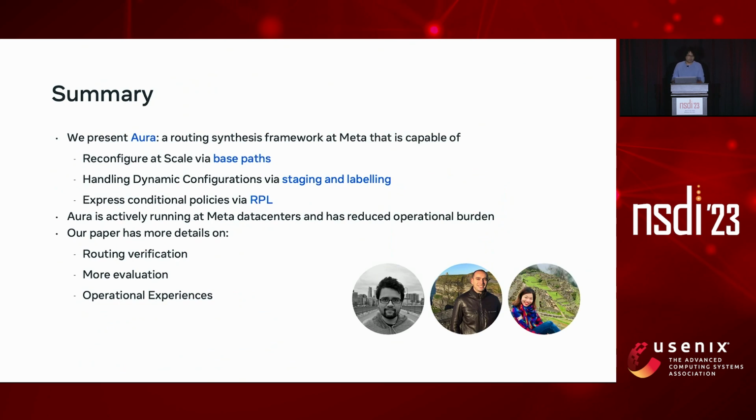So in summary, we present Aura, which is a routing synthesis framework at Meta, which is capable of reconfiguring switches at scale via base paths. We handle dynamic configurations via staging and labeling, and we allow network operators to express conditional policies via RPL. Aura is actively running in Meta and has reduced operational burden.